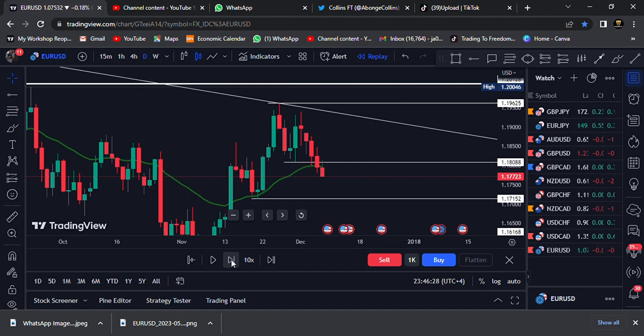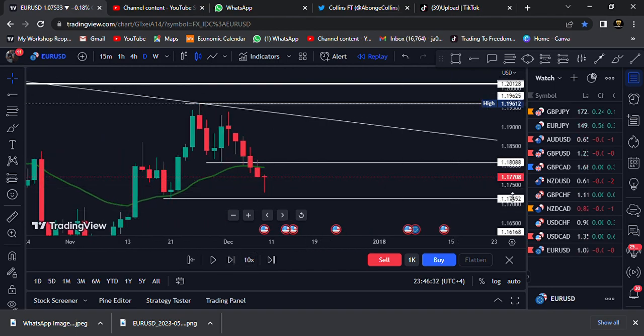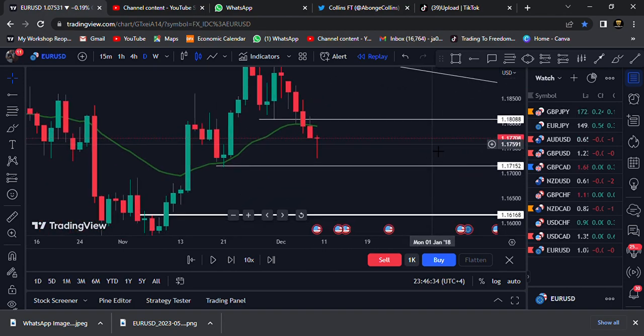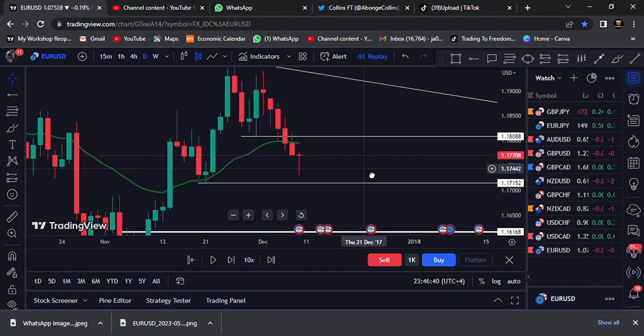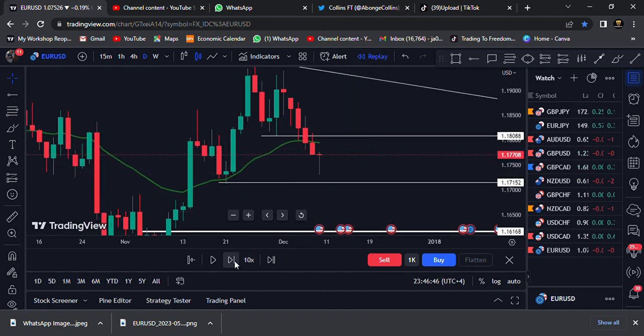okay, it's kind of just going down straight. It has shown a reversal signal, but we cannot just start buying here because it's below the moving average. We can only start buying above here. So we have to be patient. Patience is the key guys.